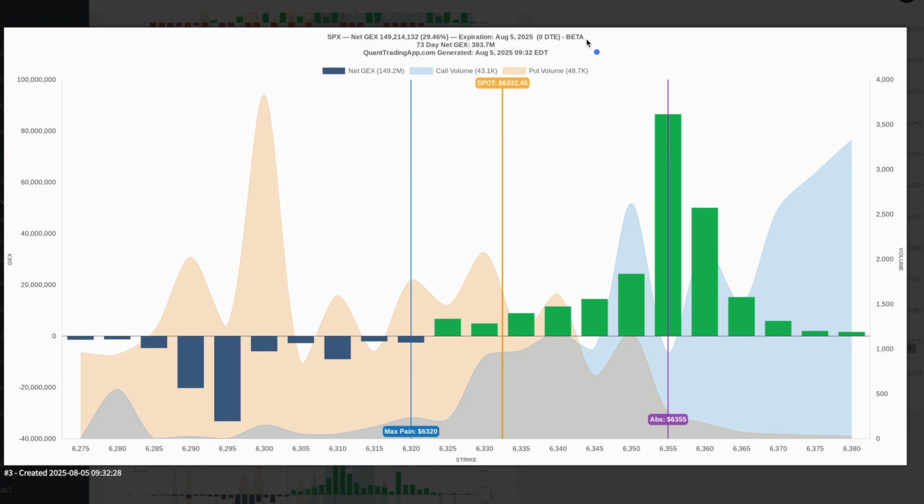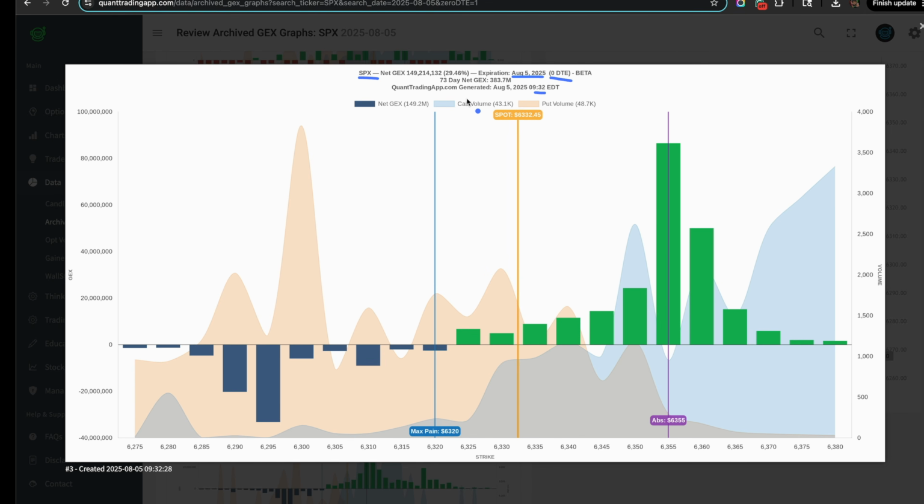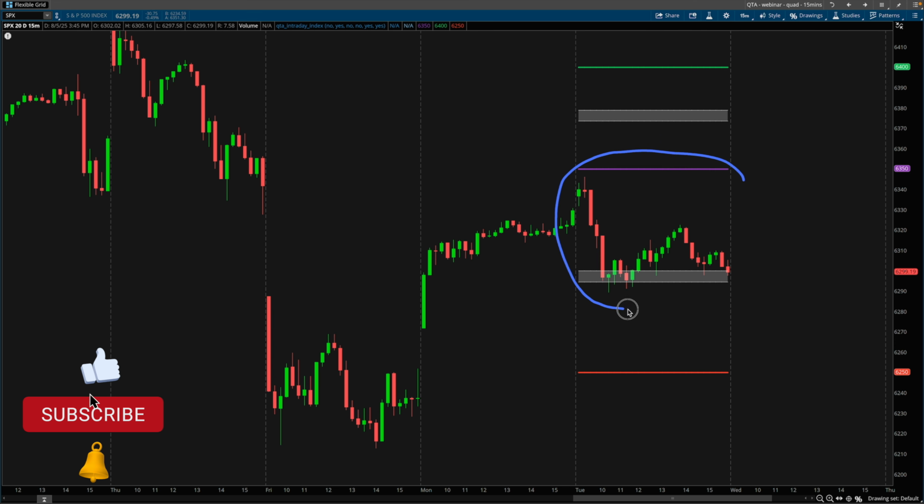This is the 0dte gamma exposure profile for the SPX. This gamma exposure profile was created 2 minutes after the market opens from Quant Trading app. This is the SPX's price action for today. This is the 15-minute time frame.